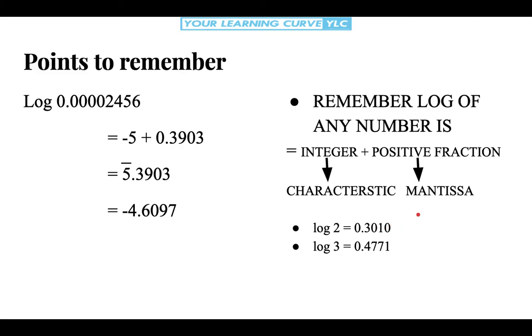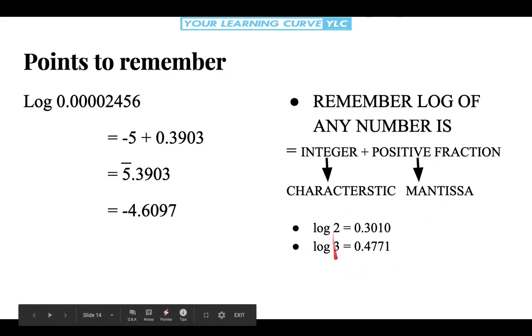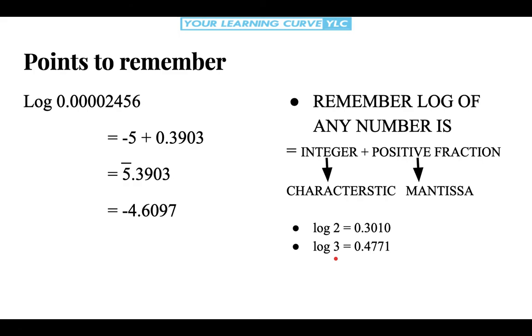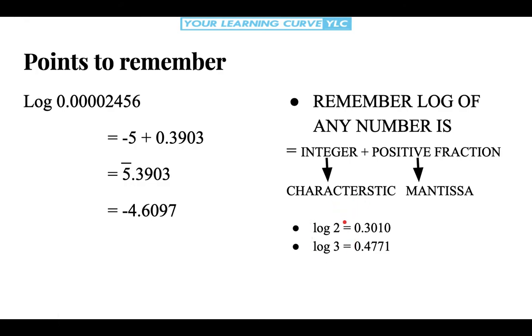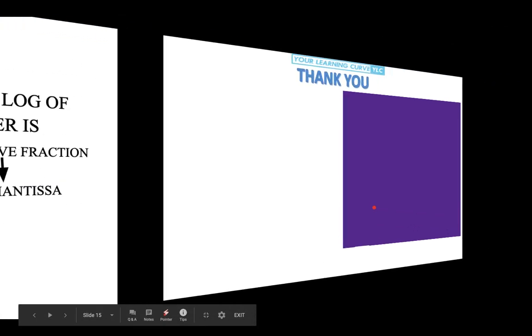For general use, you need to remember the values of these two logs, log 2 and log 3. You can easily find them from the log tables. That is, log 2 is 0.3010 and log 3 is 0.4771. Remember these two values. If these two values are used in some questions, they don't give the log table. If some big numbers or unusual numbers are involved, then they provide the log tables. Otherwise, you are supposed to remember these two values.